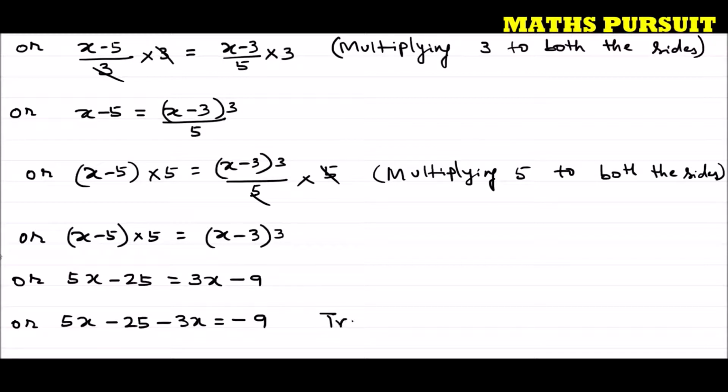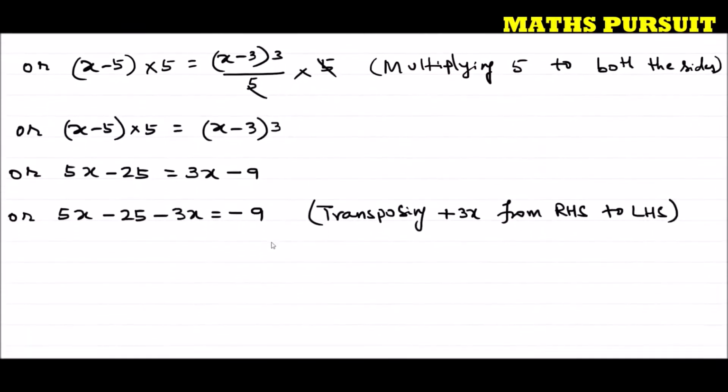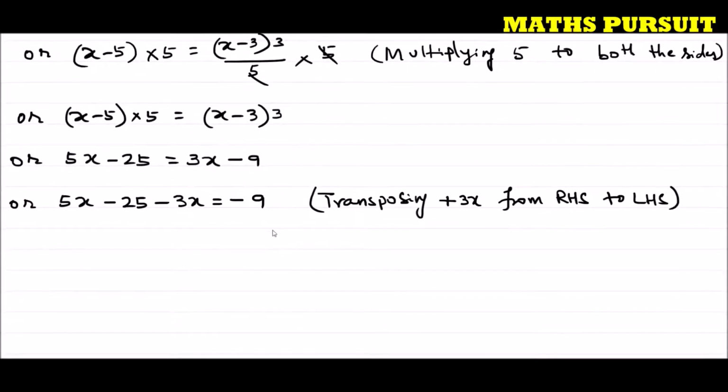Or I can write 5x minus 25 minus 3x is equal to minus 9. What have I done here? I have moved plus 3x from the right hand side to the left hand side. If I am moving something from one side to the other side, a positive sign changes to negative, or a negative sign changes to positive. So on the right hand side we had plus 3x. When it moved to the left hand side, it became minus 3x. Hope guys you know this very well.